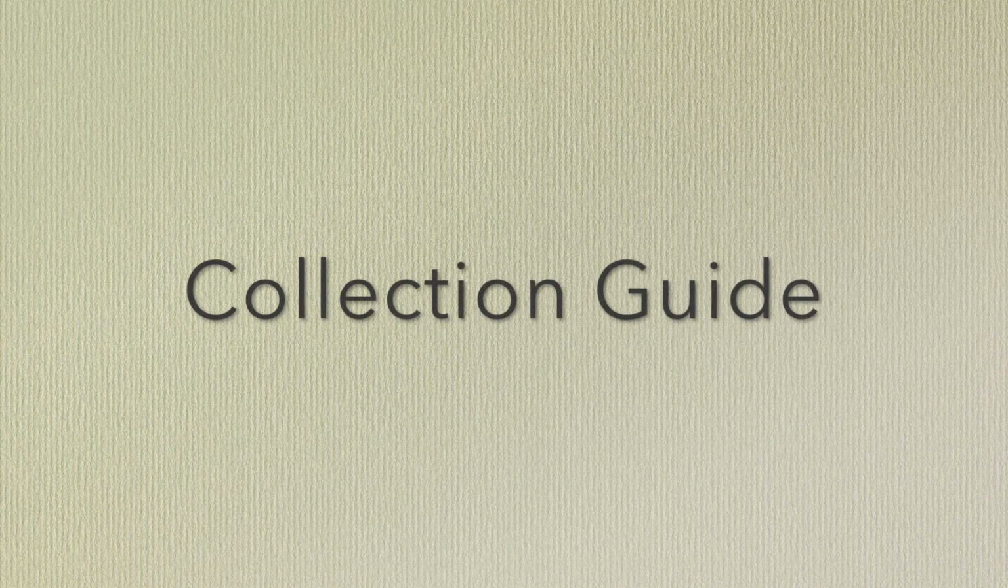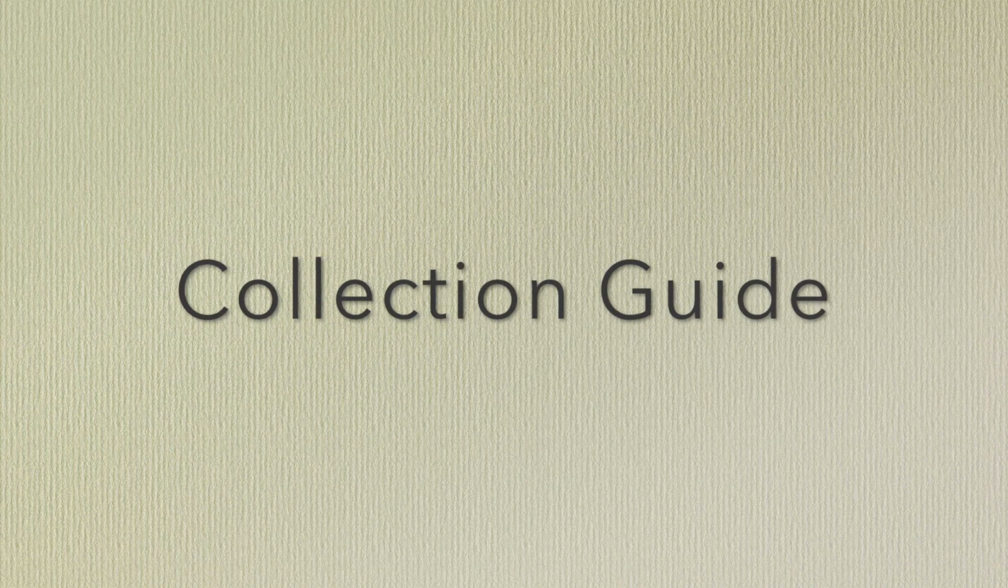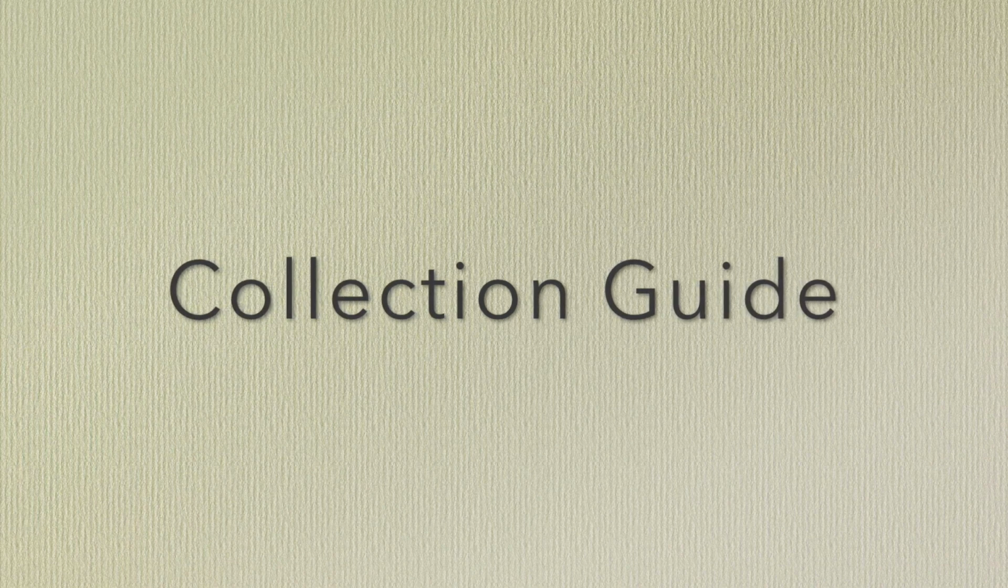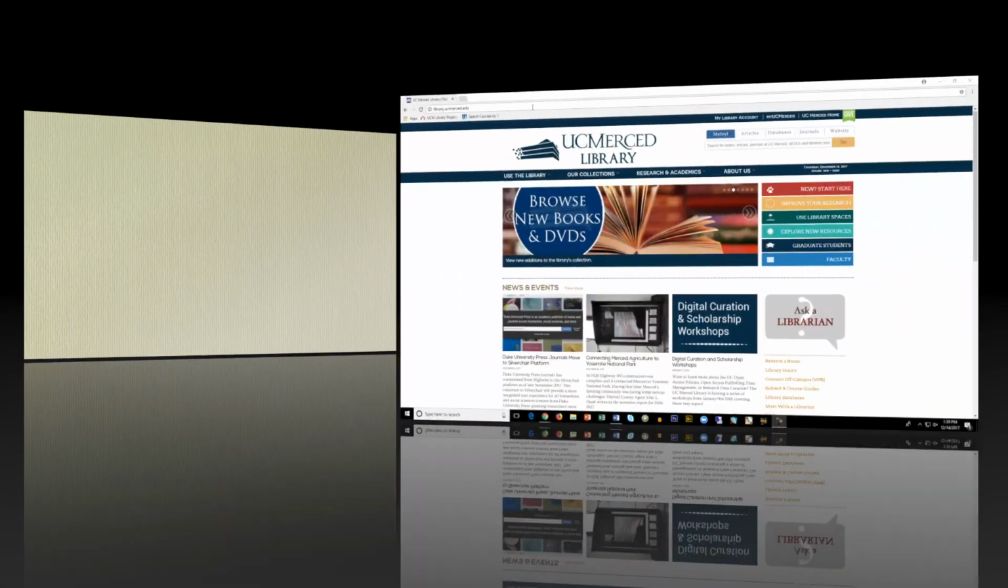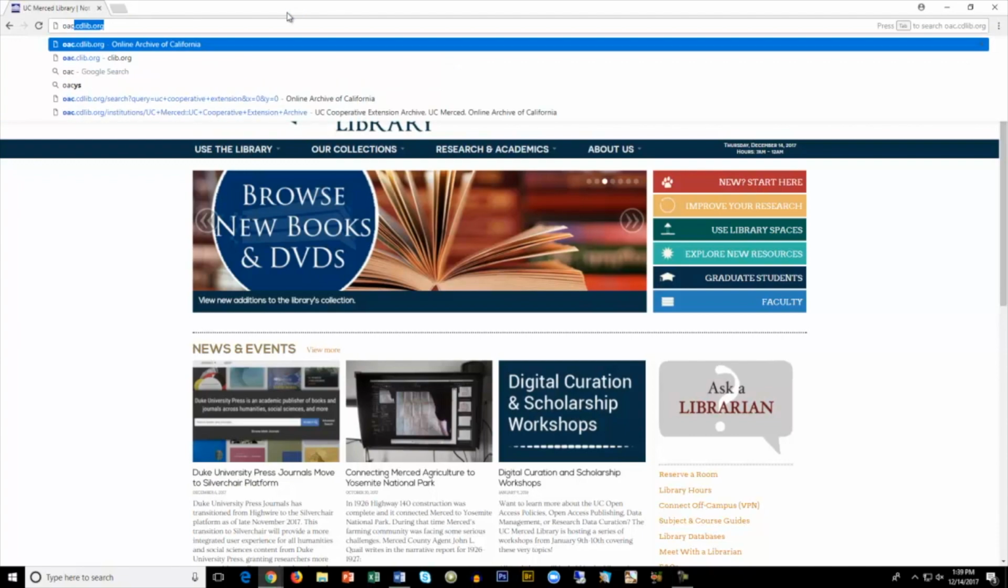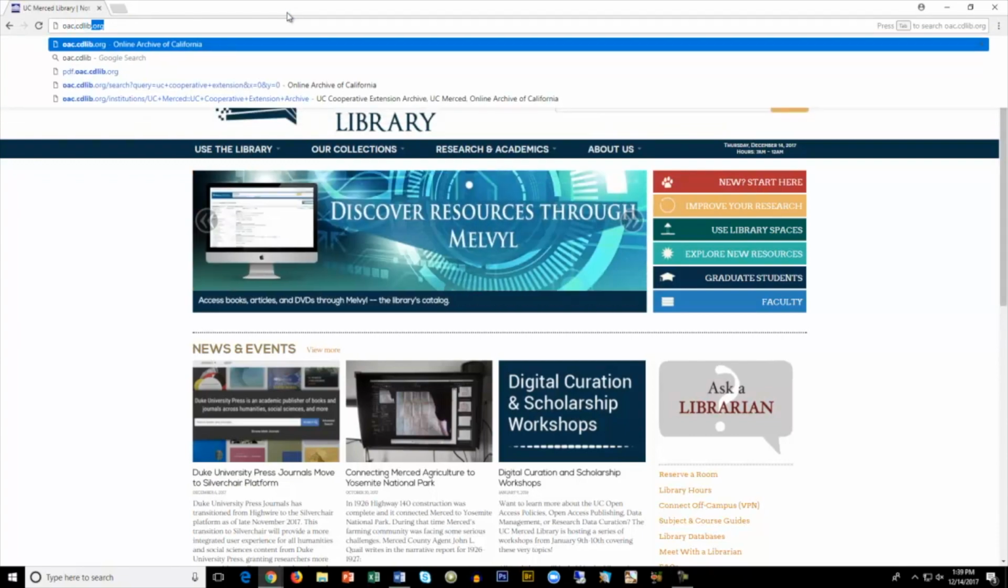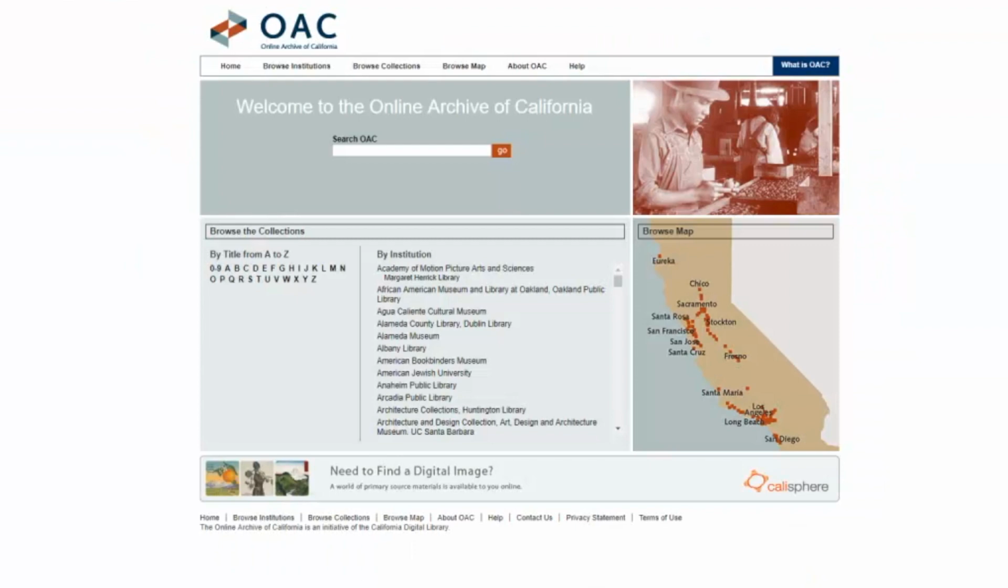A collection guide is sometimes also referred to as a finding aid, and its function is to give you background on a collection such as how it was created, its history, and an overview of its contents. You can find all of the collection guides on the Online Archive of California's website. The Online Archive of California, also known as OAC, is hosted by the California Digital Library, which is part of the University of California.